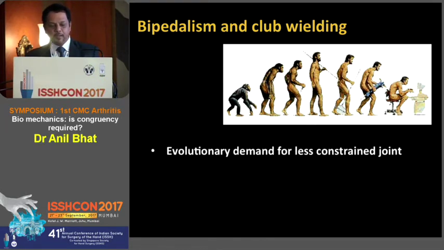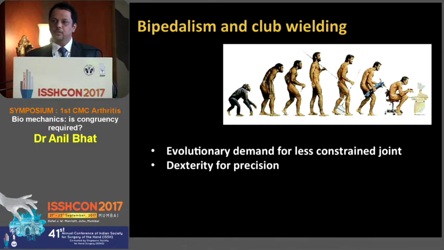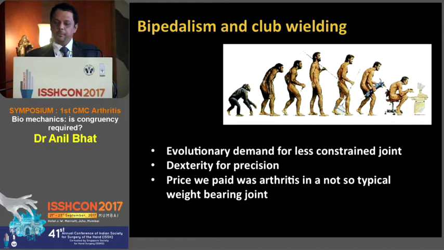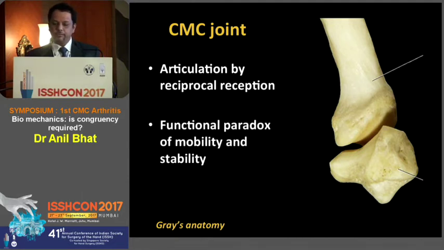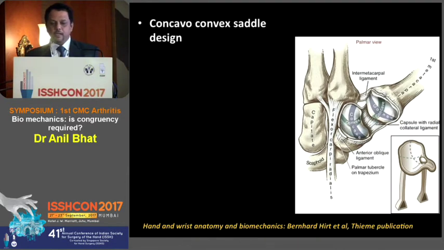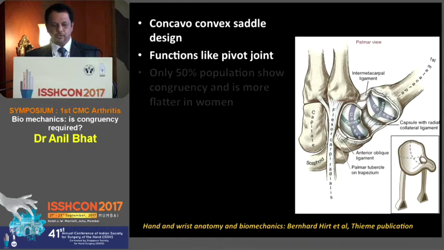attacking people. The evolutionary demand was for the less constrained joint, dexterity for precision, that's what was required. But then the price we paid was arthritis in a not so typical weight-bearing joint. Gray's anatomy eloquently describes this as articulation by reciprocal reception. And the functional paradox of mobility and stability both are seen in these. It's a saddle joint, which all of us know, but then it basically functions like a pivot joint.